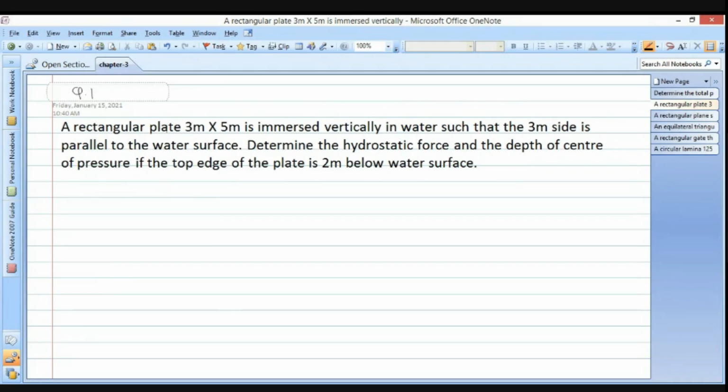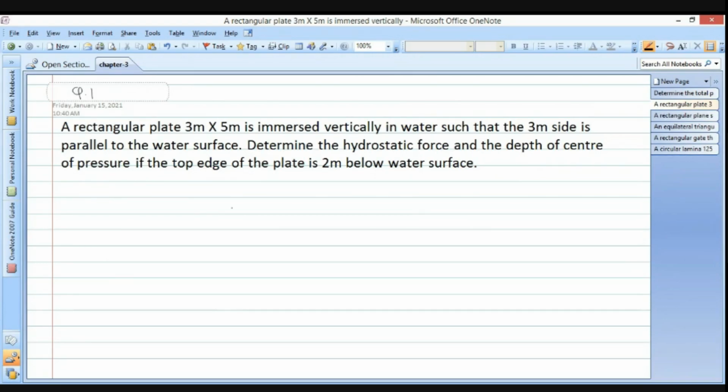A rectangular plate of 3 meter by 5 meter is immersed vertically in the water such that the 3 meter side is parallel to the surface of water. Determine the hydrostatic force and the depth of the center of pressure from the top edge.